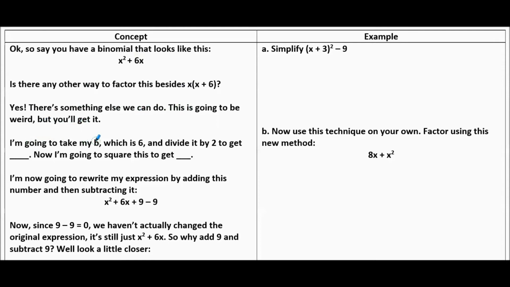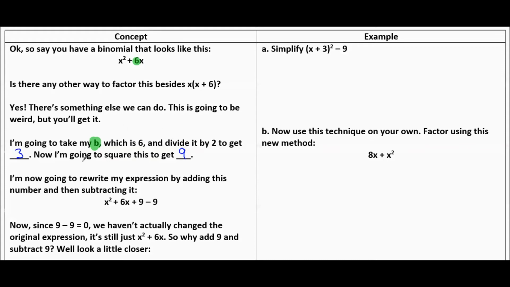I'm going to take my b, which is 6, remember, ax squared plus bx plus c, and I'm going to divide it by 2. What's 6 divided by 2? 3. Now I'm going to square the 3 to get 9. So just to recap, I took my b, 6, I divided it by 2, I got 3, and then I squared it and I got 9. You don't know why we're doing that yet, but you're going to see why.